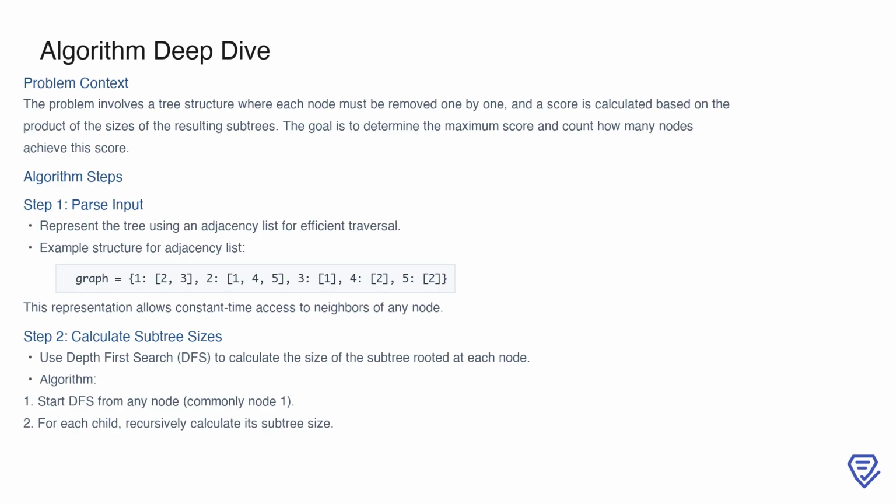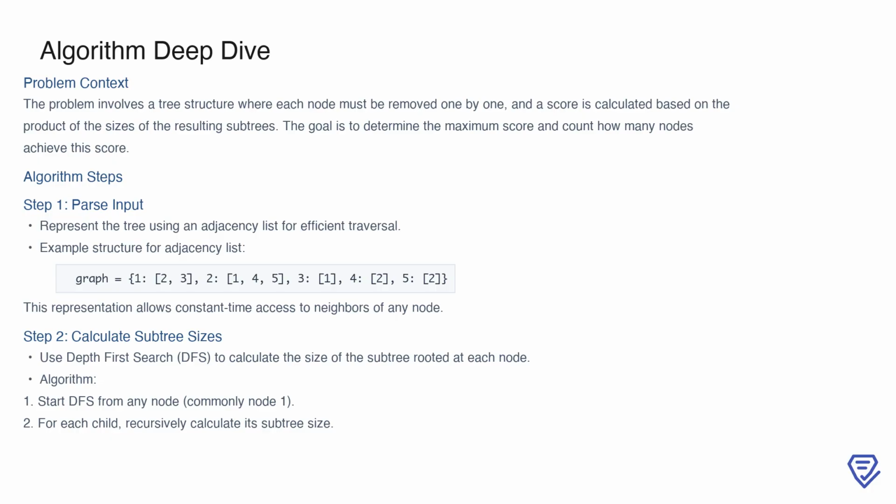For example, if we have a tree with node 1 connected to nodes 2 and 3, and node 2 further connected to nodes 4 and 5, the adjacency list for this structure would look like this: graph equals 1: 2, 3; 2: 1, 4, 5; 3: 1; 4: 2; 5: 2. Next, we need to calculate the size of the subtree rooted at each node, which we can achieve using a depth-first search, or DFS.